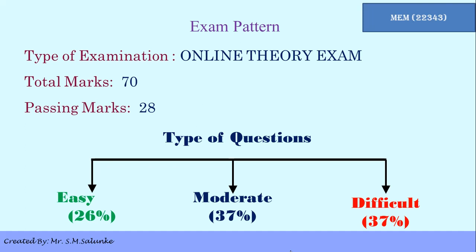So as you can see, to clear the 28 marks, if we convert this percentage into numbers, out of 70, around 18 questions will be of easy type, and they'll carry 1 mark each. Then the moderate questions, around 37%, come to around 26-27 questions of moderate type, and similarly 25-26 questions of difficult type. So in order to score 28 marks, you have to get the maximum marks in easy as well as moderate, even if you don't go for the difficult questions.